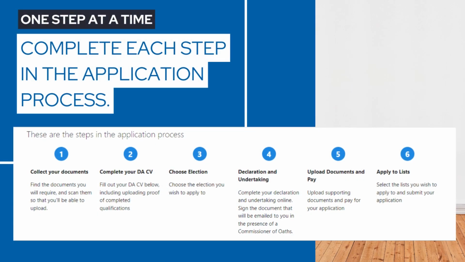The following steps outline the application process. You will have to collect the documents mentioned earlier, complete your DA CV, choose the election you wish to apply for, complete a declaration and undertaking, upload the supporting documents to your application and pay the application fee, and select the lists to which you wish to apply.